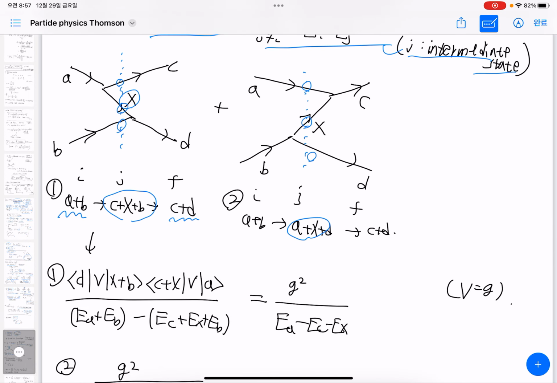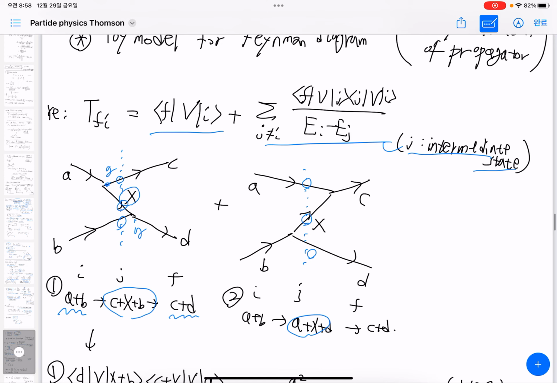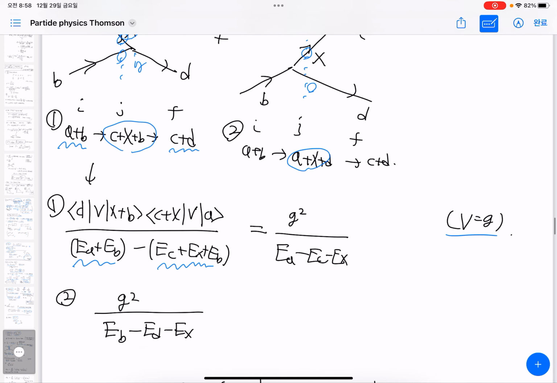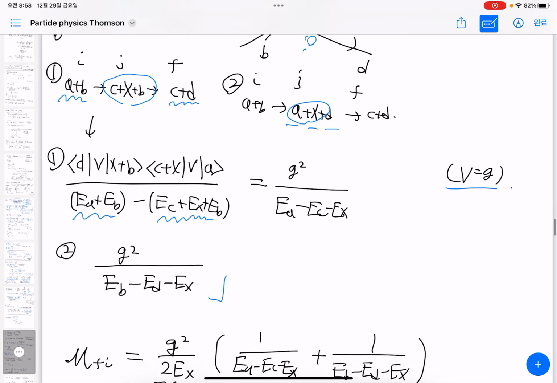For this case, the initial energy is EA plus EB, but the intermediate states are EC plus EX plus EB. And the coupling is given by G, because the potentials, the perturbing Hamiltonians here, are just given by the coupling G. In the second case, the intermediate state energy is EA, EX, ED, so the denominators are different.